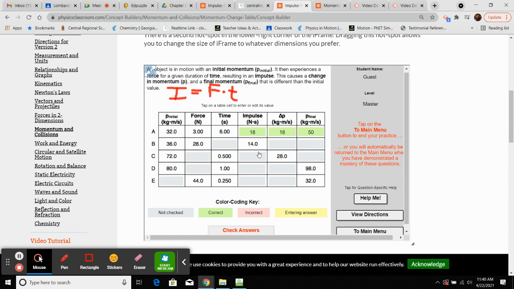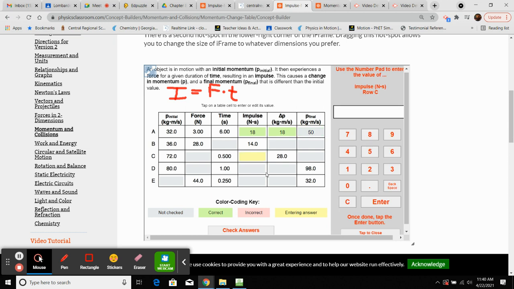Oh, Molly, you want to do the next one on your own? Got it. Perfect. Love the energy. If the change in momentum is 28, we're going to look at letter C. All right, don't freak out. If the change in momentum is 28, impulse has to be the same. So if we know one of these two, we automatically know the other. So we're just going to type in 28. That I know is guaranteed correct.